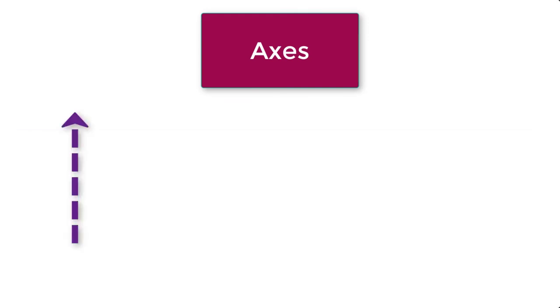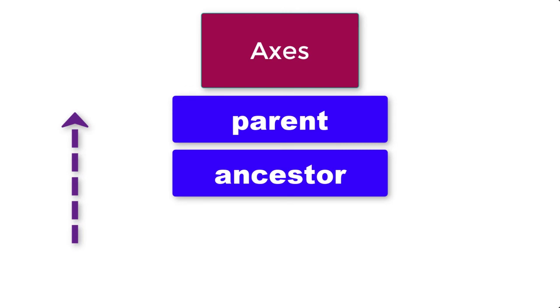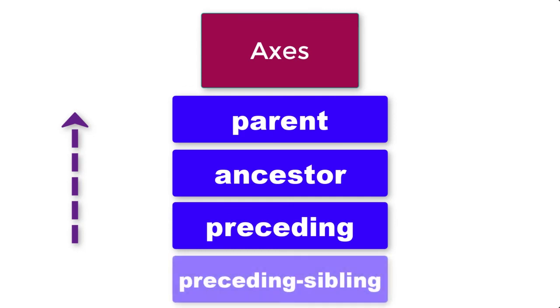So to go up in the HTML tree, we learned 4 axes. The first one is called parent, which will basically return the parent of a specific element. Secondly, we used the ancestor axis to get the parent and grandparent of a specific element. Thirdly, we learned about the preceding axis, which will return all the elements that are listed before an element, excluding its ancestors. And lastly, we learned about the preceding-sibling axis, which will return the siblings or the brothers of a specific element.